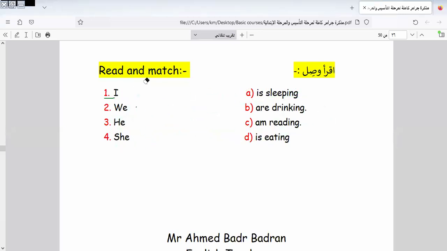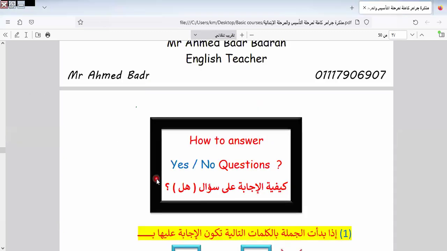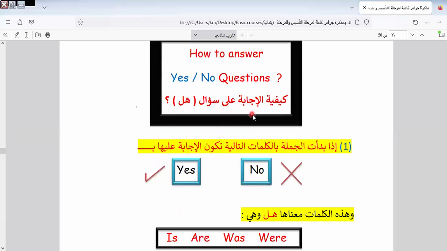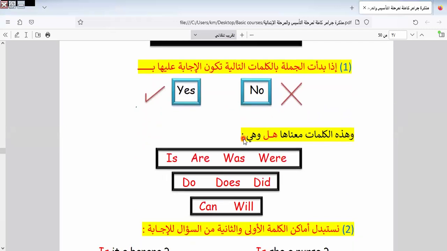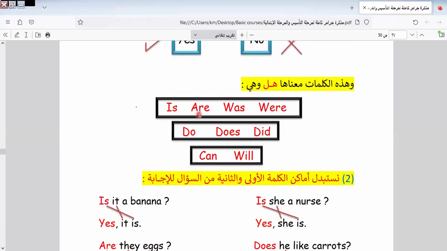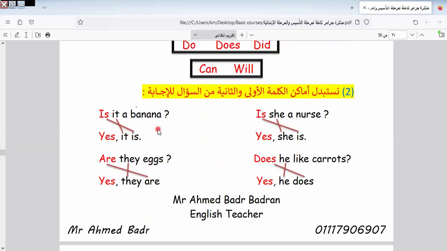So now I think we know the present continuous tense is not difficult. Okay, let's go to the yes/no questions related to this tense. Here we have is, are, was, were, does, do, did, can, will. This is called scissors, as we know from the lessons in the classroom.